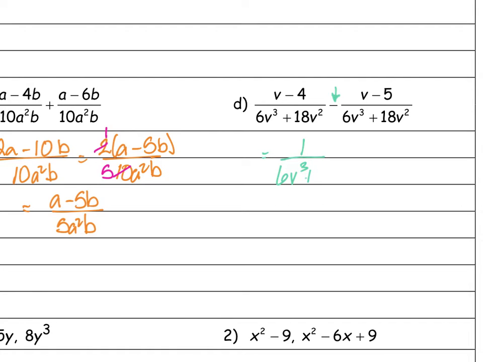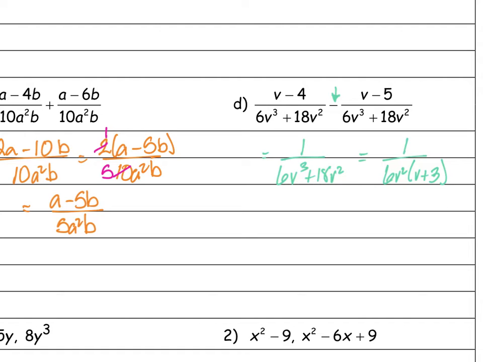6v cubed plus 18v squared. If you factor the bottom, that's awesome too. If you put 1 over 6v squared times v plus 3, I almost put 2, plus 3, that's fine. Also, either one is correct. Okay, any questions? You guys did good. Everyone's putting stuff in the chat and doing good. Okay, yay.